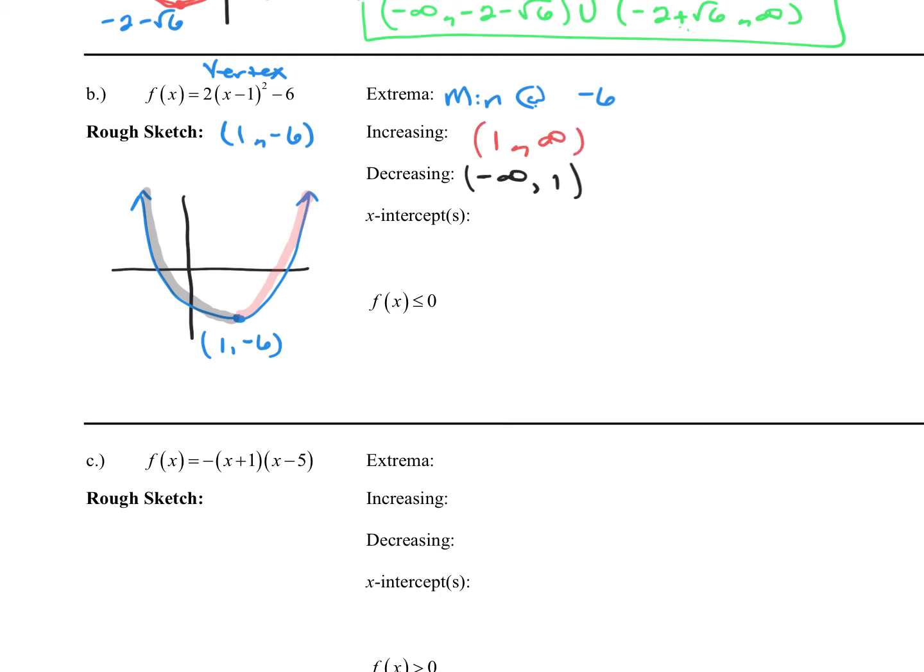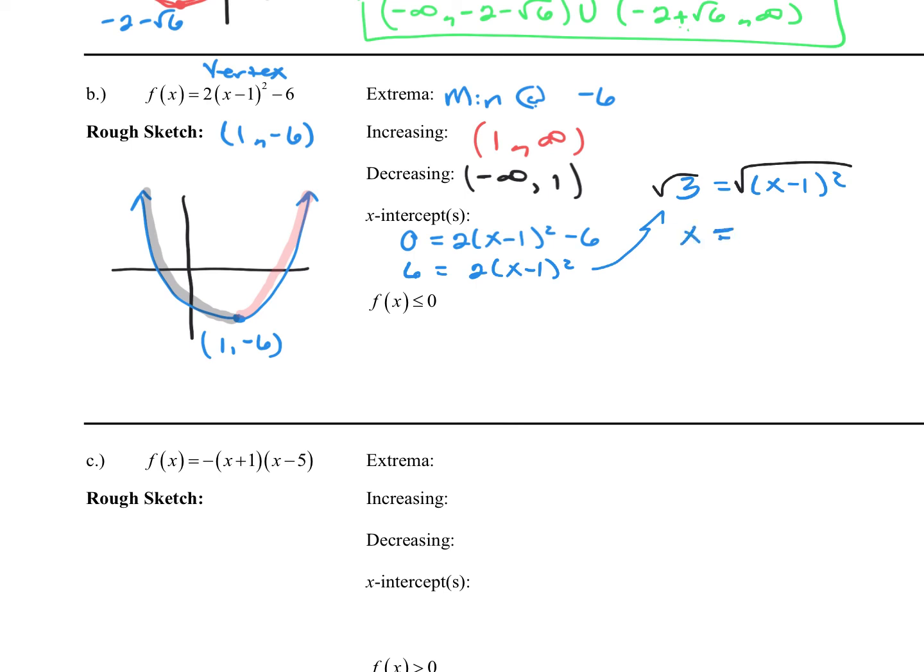Now let's go ahead and find our x-intercepts, and these are already so beautifully set up for us to find. We're going to say 0 equals 2 times (x minus 1) squared minus 6. In the vertex form, it's set up to solve by square roots. So I can move that 6 to the other side, and I'm going to get 6 equals 2 times (x minus 1) squared. I can divide by 2. That's going to give me 3 equals (x minus 1) squared. Now I can take the square root of each side. So my x-intercepts are going to happen at 1 plus or minus the square root of 3.